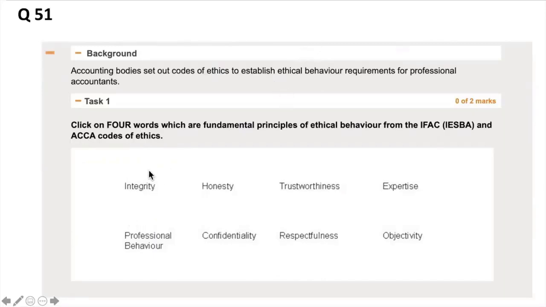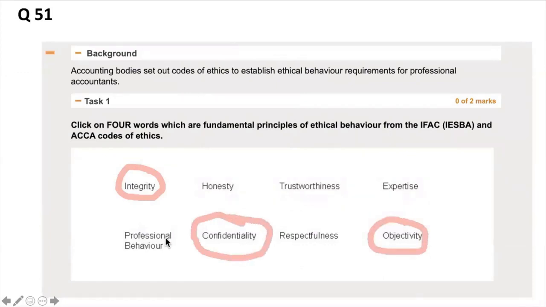So integrity, yes, of course we had that. Honesty, no, it's not in. Trustworthiness is not in. Expertise is not in. Objectivity is in. Respectfulness is not. Confidentiality is in. And of course, professional behavior. So we have 4 out of the ones that we just looked at.